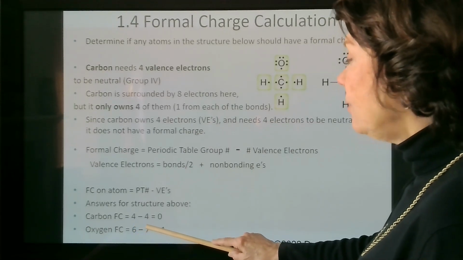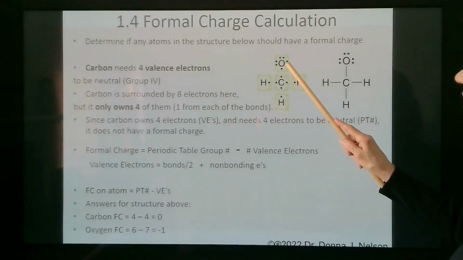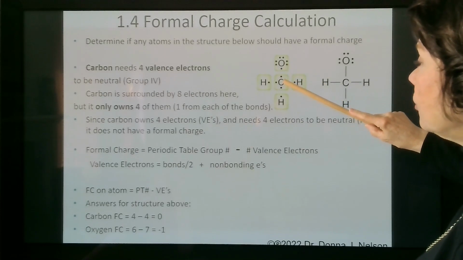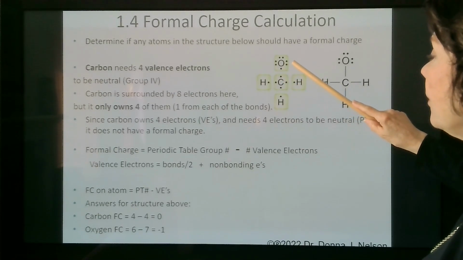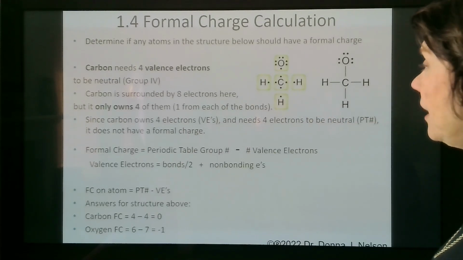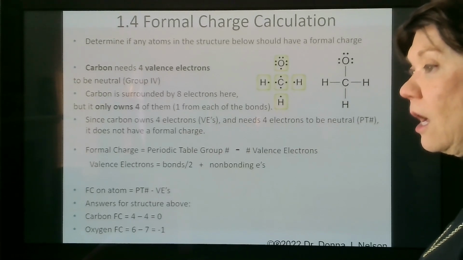Okay, and you look up here and you see that oxygen has 7 electrons. So one comes from the carbon-oxygen bond, and it has 3 lone pairs. 1, 2, 3 lone pairs. That's 6 electrons plus this one. It is surrounded by 7 electrons.